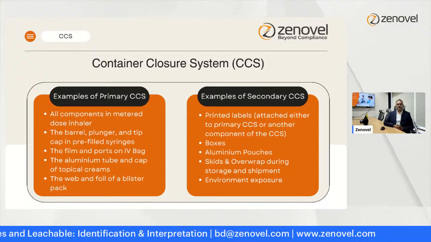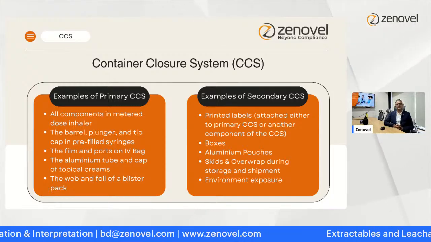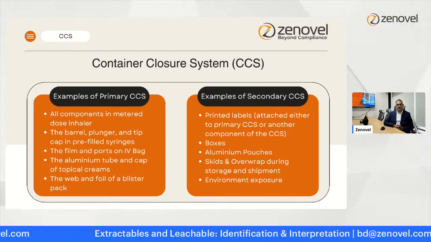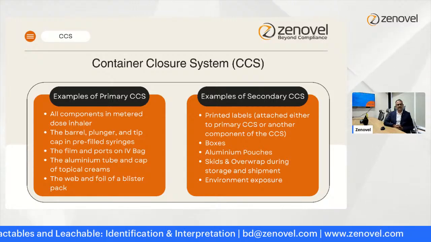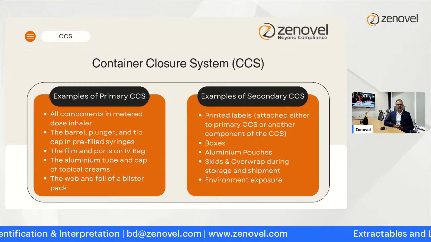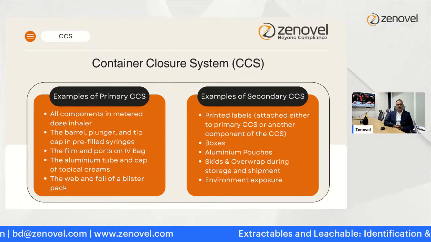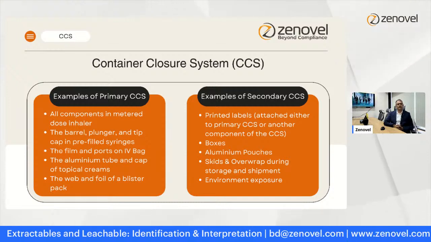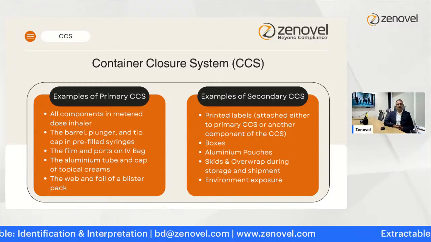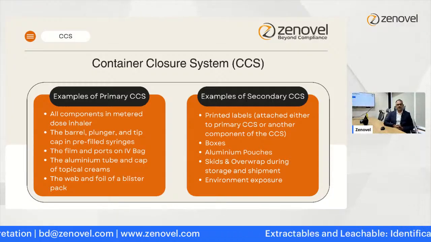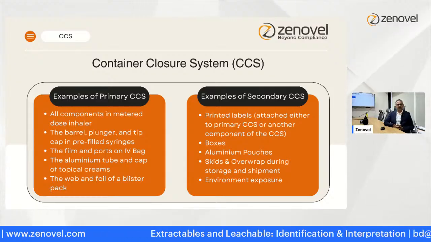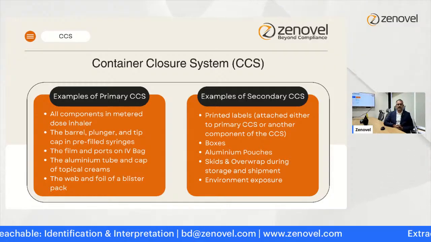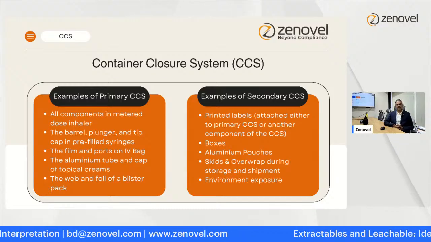A few examples of primary CCS and secondary CCS to understand them better. All the components in the metered dose inhaler, the barrel, plunger, and tip cap in pre-filled syringes, the film and ports on the IV bag, the aluminum tube and cap of the topical cream, the web and foil of the blister packet, are all examples of the primary container closure, and they are in direct contact with the drug products. Whereas the printed labels, boxes, aluminum pouches, skids and overwrap, used during storage, shipment and environmental exposure, are examples of the secondary container closure.